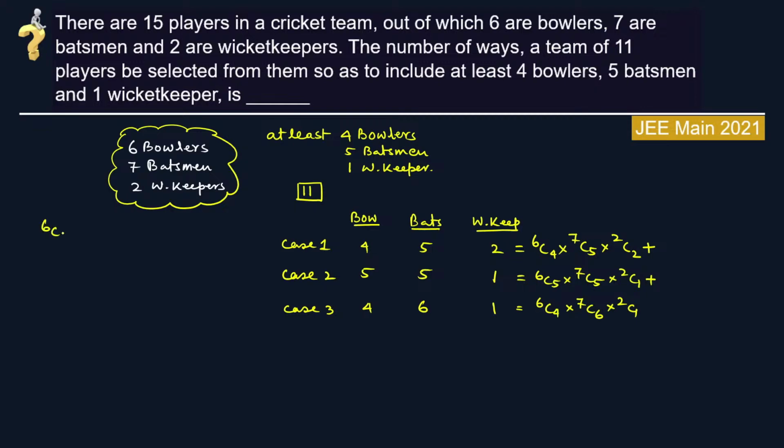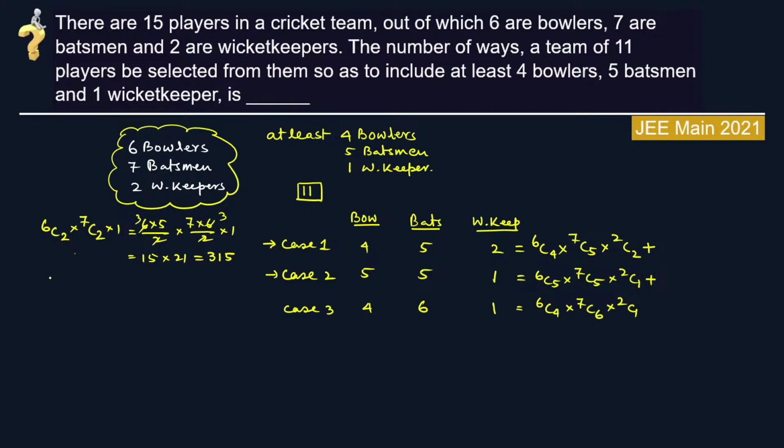So it is 6C4, which is the same as 6C2, into 7C5. I'm considering the first case. 7C5 is the same as 7C2 and 2C2 is basically 1. So it is coming to 15 into 21, that gives us 315. Now let us consider case 2.